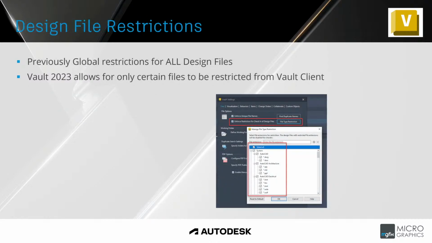Okay, then design file restrictions. Previously, in 2022 and down, you just had one button over here. If you went to your Vault settings, you'll see the enforced restriction for checking of design files. There was basically just either don't put it in or do put it in. And this is typically for things like dragging and dropping IPTs, DWGs, etc.